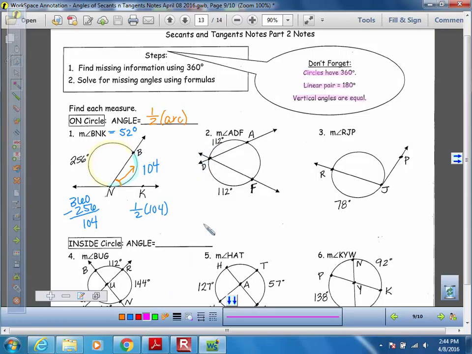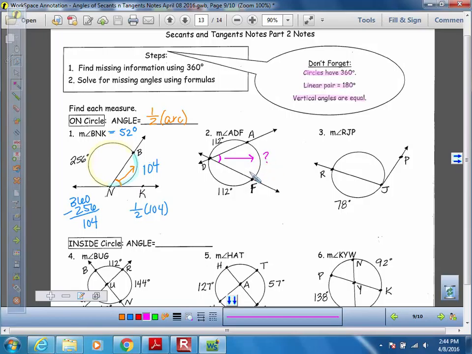Okay, let's try one more of this. So let's look at number 2. In number 2, they want us to find angle ADF. So this angle right here. This angle is across from this arc measure, which we're not given, so we need to find it.